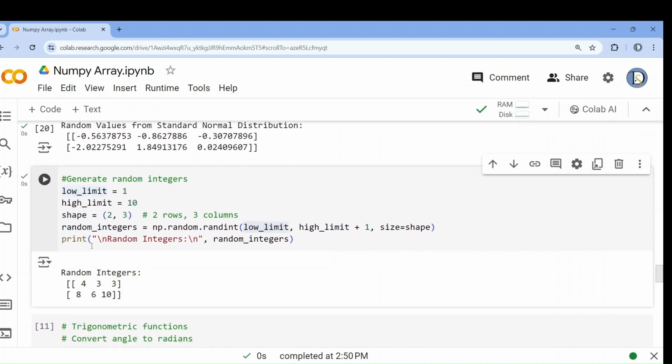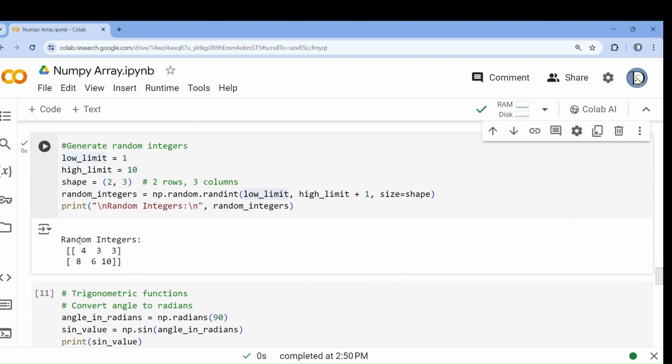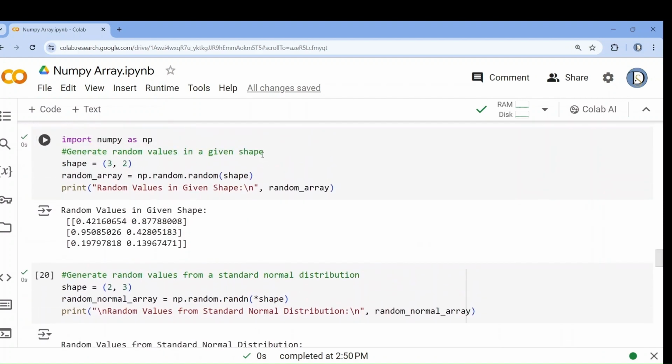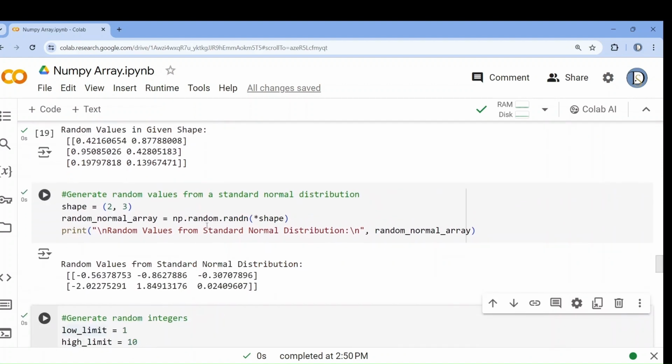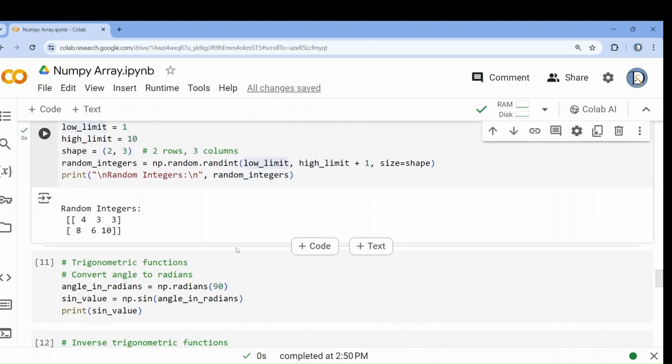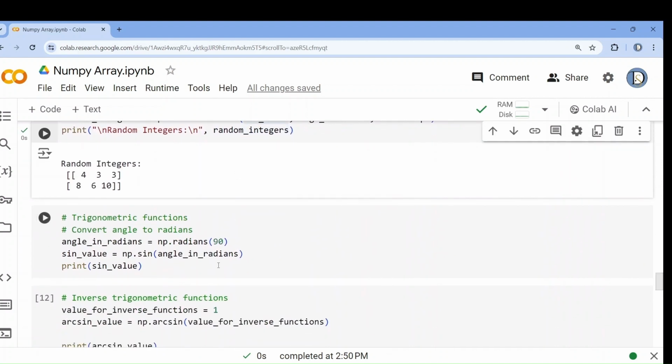Now let me run this one. See, these are all integers but randomly generated, and all of them following the rules. Low limit 1, high limit 10. So within 1 to 10, all the numbers are randomly generated. So you have learned three functions: random.random, random.randn, random.randint. Fine.